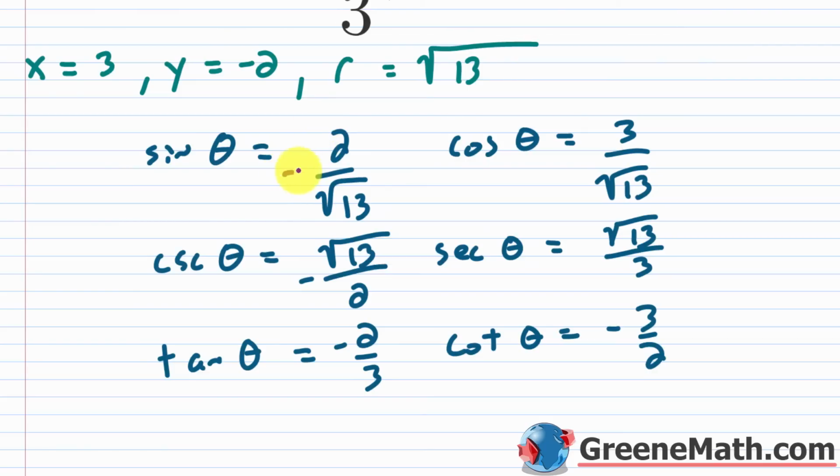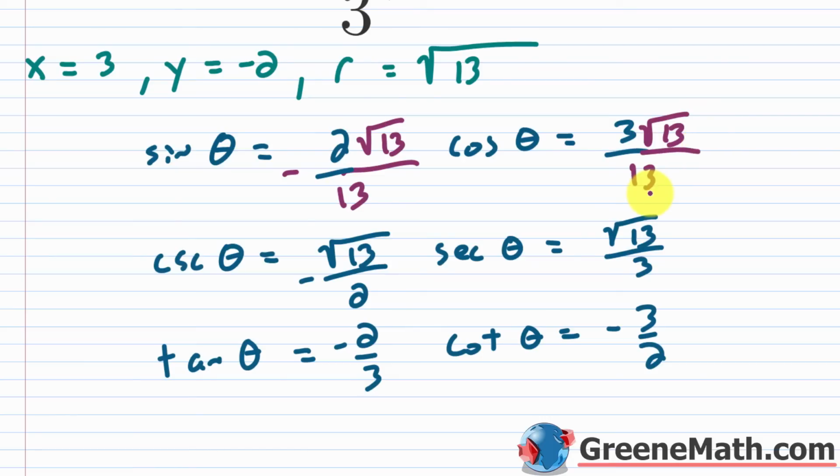Let me move this negative out in front. And we'll say this is 2 times square root of 13 up here, and then 13 down here. So over here, I'm just going to say 3 times square root of 13 over 13. Okay, so we have everything now. So the sine of theta is the negative of 2 times square root of 13 over 13. The cosine of theta is 3 times square root of 13 over 13.